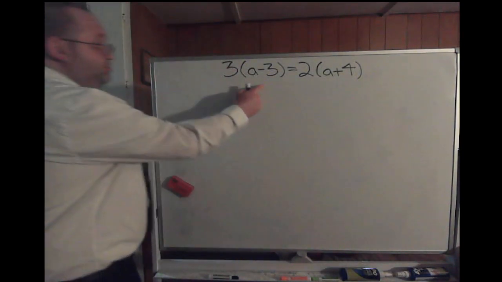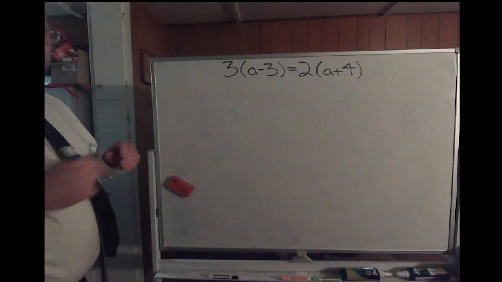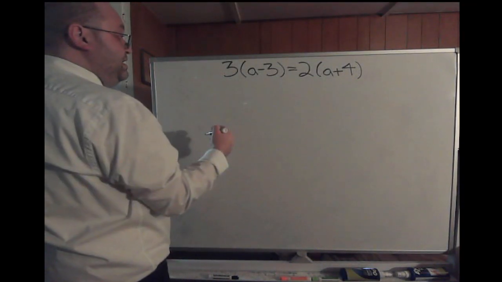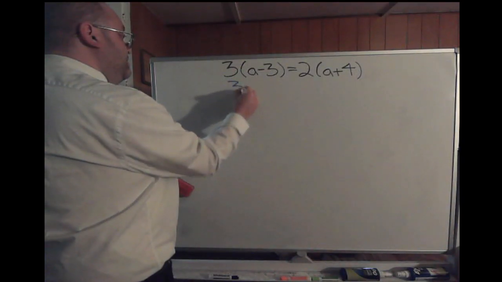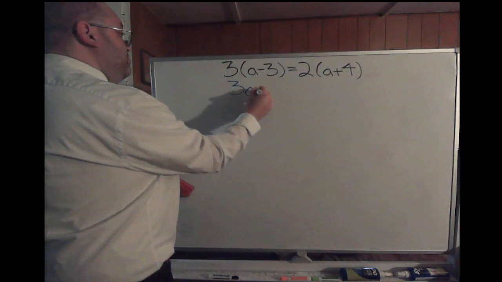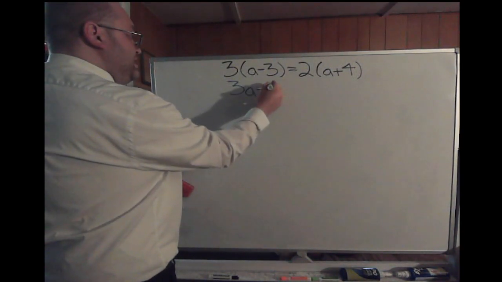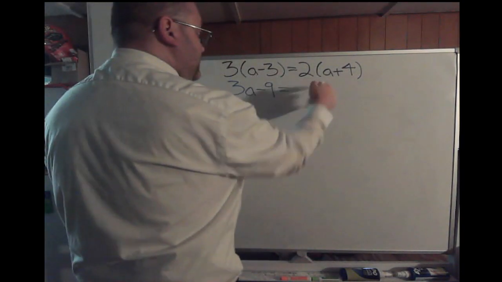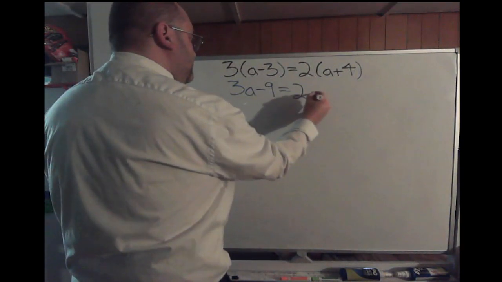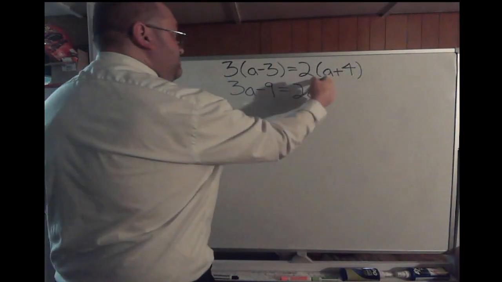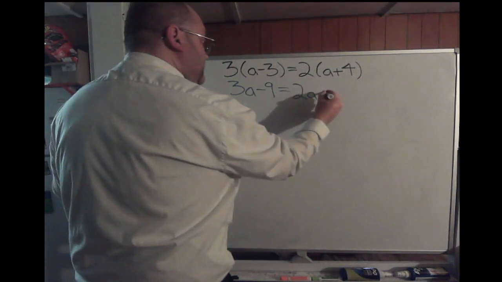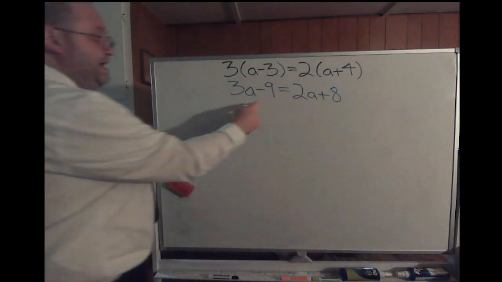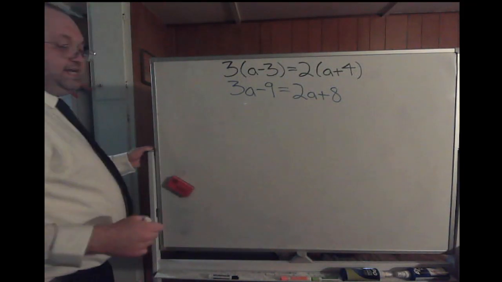Well, since you have grouping symbols, I would always do your distributive property first. We'll take that on both sides. So 3 times a, well, that's just 3a, minus 3 times 3, that's 9. We'll set that equal to the right-hand side, 2 times a, that's 2a, plus 2 times 4, that's 8. So we've done our distributive property. We've come up with 3a minus 9 equals 2a plus 8.